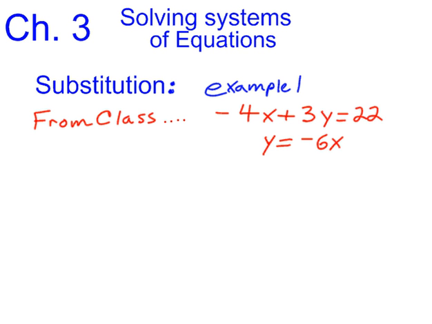Alright guys, we are in chapter 3, solving systems of equations. From class today, you probably remember doing this problem that is on the board right now. Negative 4x plus 3y equals 22, and y equals negative 6x. But we did not solve it with substitution today, we solved it by elimination.